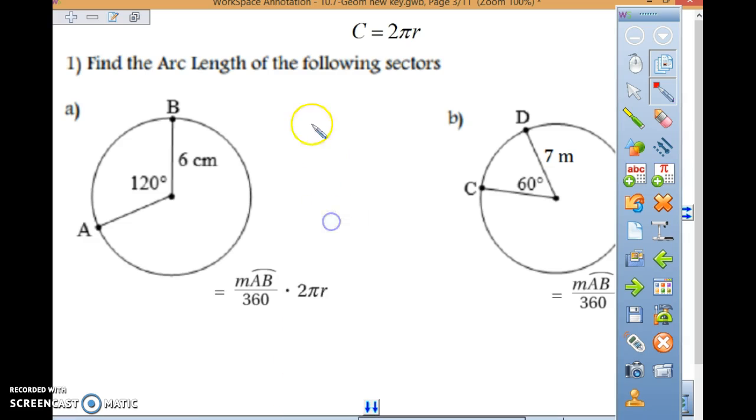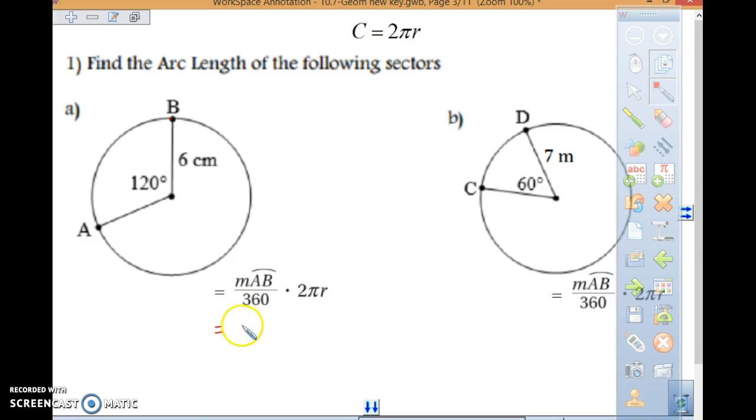So let's try an example. Find the arc length of the following sectors. So remember, the entire circle is circumference. We just want a portion of that. So in this example, we want from A to B. So we want to figure out what is that central angle, and in our picture that's given at 120 degrees. So to fill out our formula, we'd have 120 degrees out of 360.